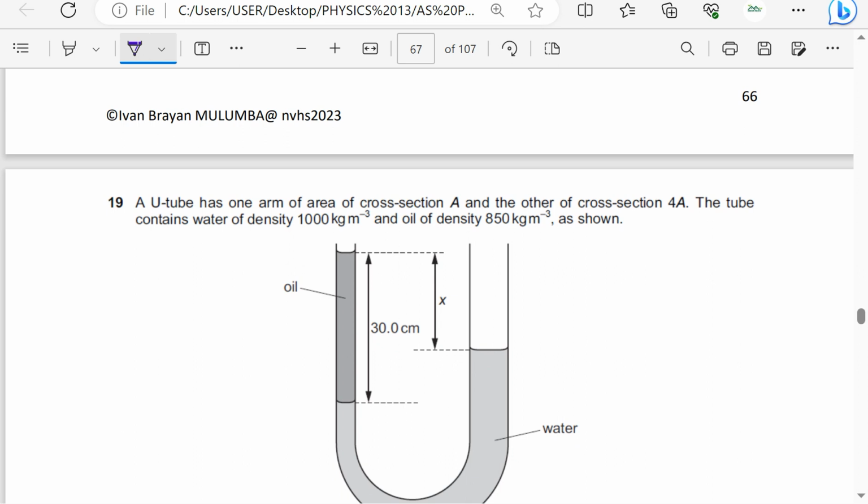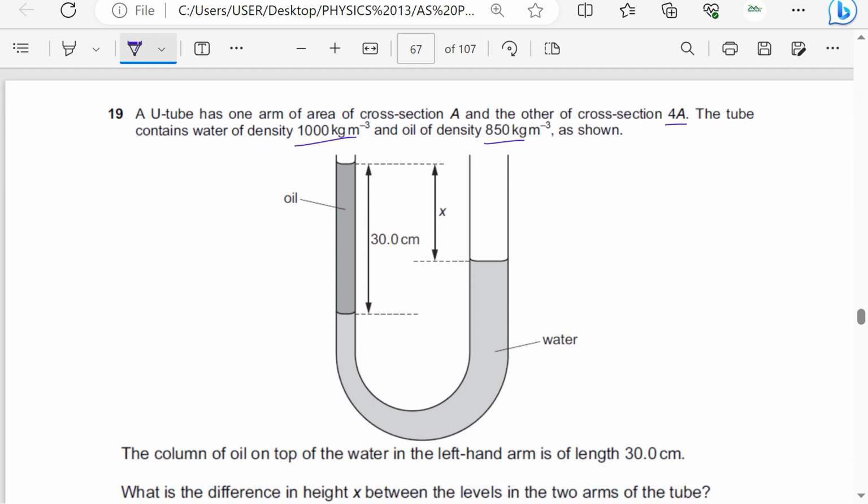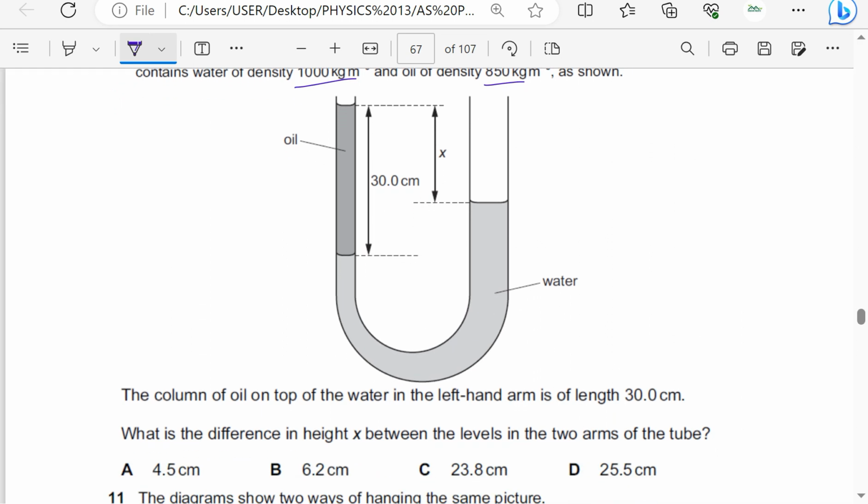A U-tube has one arm of area of cross-section A and the other of cross-section 4A. The tube contains water of density 1000 kilograms per meter cube and oil of density 850 kilograms per meter cube. The column of oil on top of the water in the left-hand arm is of length 30 centimeters. What is the difference in height x between the levels in the two arms of the tube?